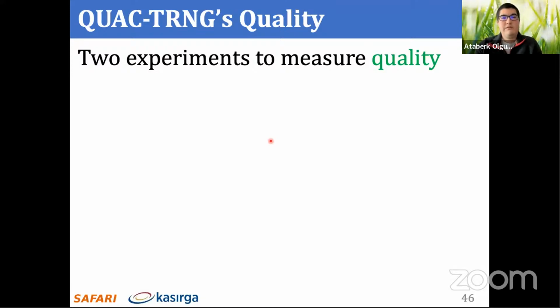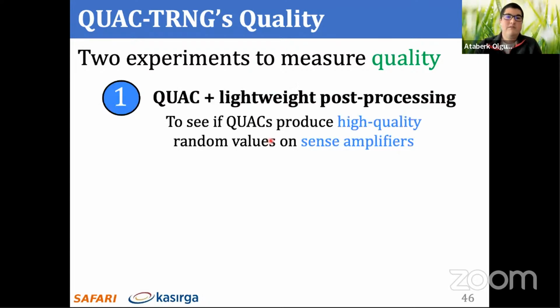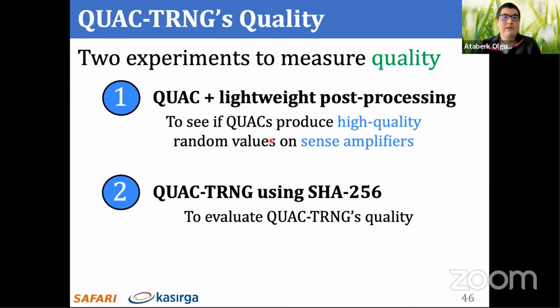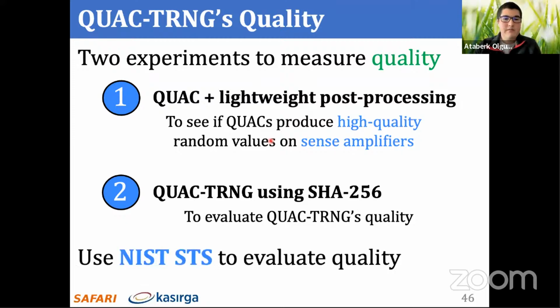We conduct 2 experiments to evaluate QUAC-TRNG's random number generation quality. First, we collect 1 megabit bit streams from each bit line in every segment from multiple DRAM modules using just QUAC operations. And we do this to show that QUAC operation can generate random values on sense amplifiers. Second, we collect 1 gigabit QUAC-TRNG bit streams using high entropy DRAM segments from multiple DRAM modules to assess the quality of QUAC-TRNG. We input the bit streams that we collect to the NIST statistical test suite in our evaluation.